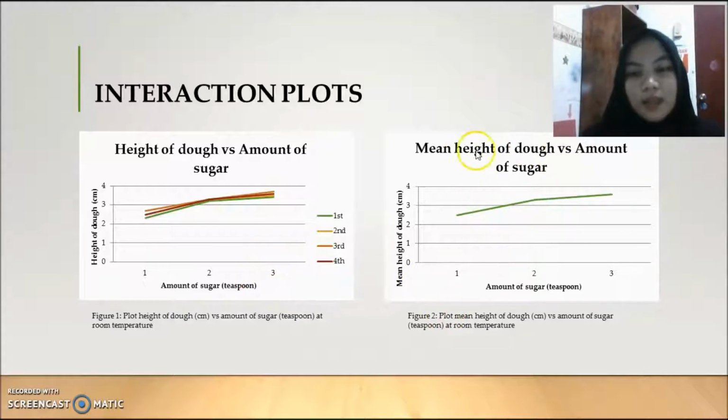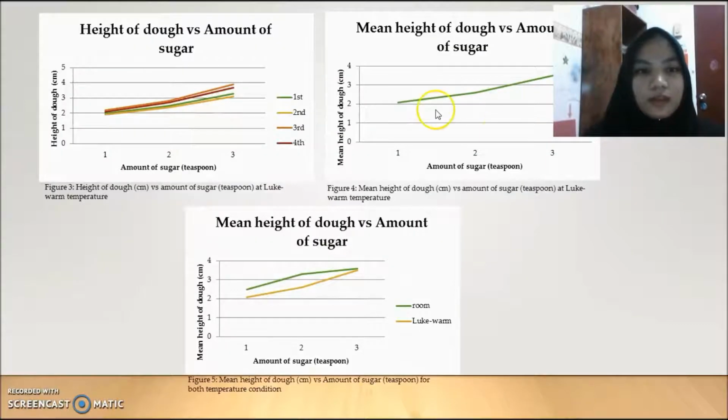Moving to the next figure, mean height of dough versus amount of sugar. We can see the trend here. When approaching 2 tablespoons of sugar, it increases rapidly, but when approaching 3 tablespoons of sugar, the increasing trend starts to decrease a little bit. Figure 3 and figure 4 are for part B, where the water is at lukewarm temperature. We can see the plot of height of dough versus amount of sugar for lukewarm temperature. Here, all 4 trials show an increasing trend, but the third trial shows the maximum height of dough, which is 3.9 cm.